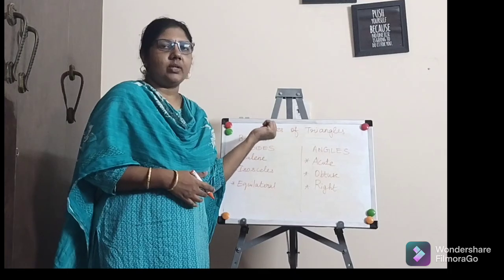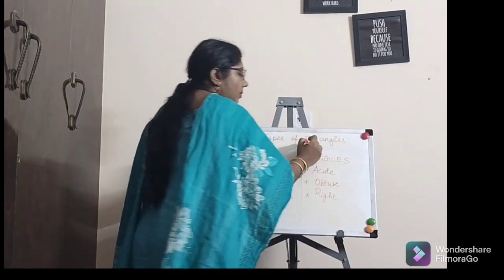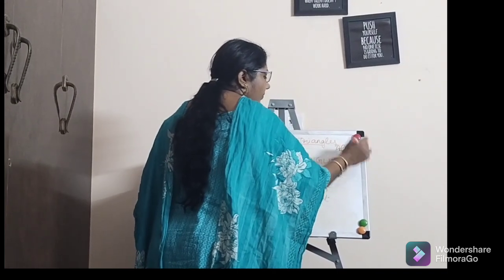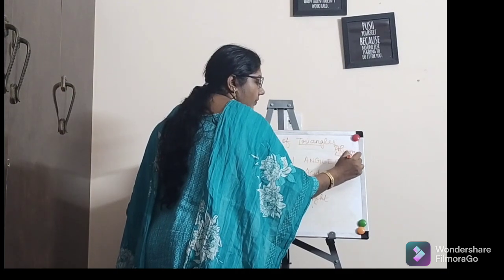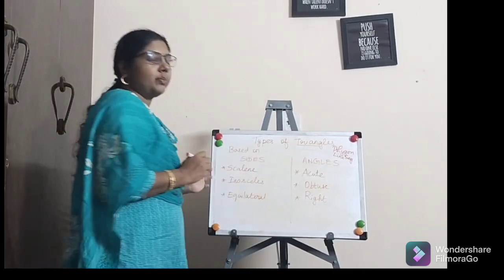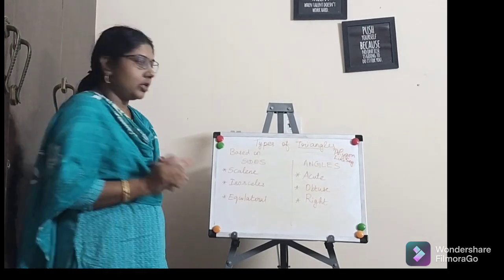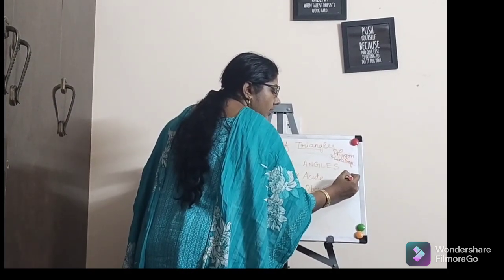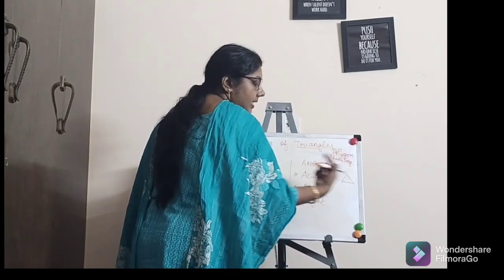Before that, let us see what is a triangle. Triangle is a polygon. Polygons are closed shapes made up of line segments. A triangle is a polygon made up of 3 line segments. A triangle has 3 sides because it is made up of 3 line segments. It has 3 sides: side 1, side 2 and side 3.